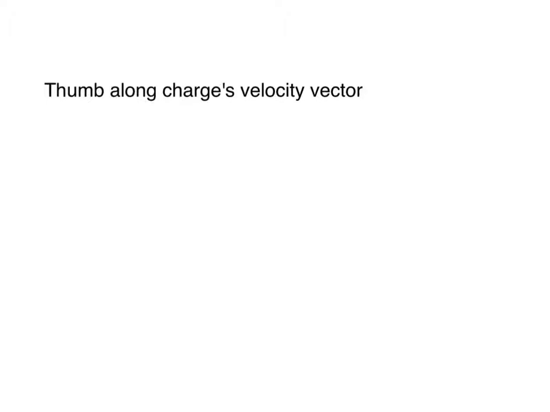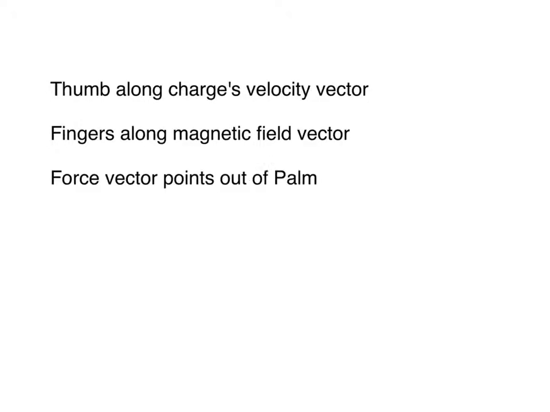To use the right-hand rule, you'll flatten your hand and then use different parts of your hand to represent different vectors. Your thumb will need to point along the charge's velocity vector. Your fingers, meanwhile, will point along that magnetic field vector. And the force vector would be pointing straight out of your palm.